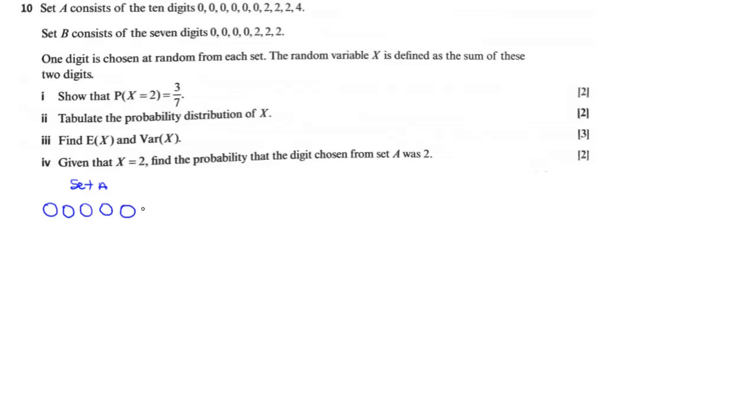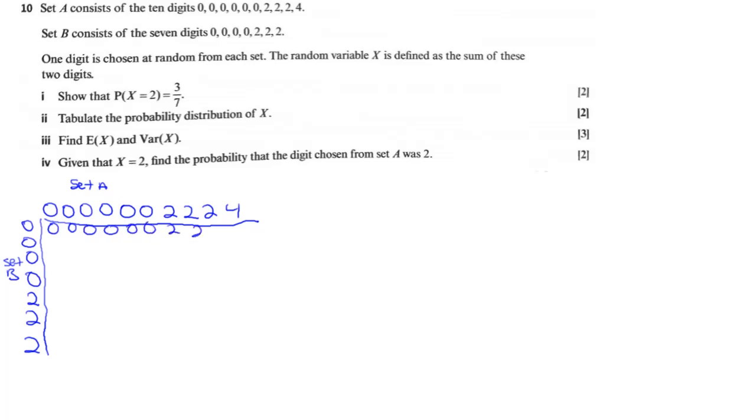Set A has 10 digits, and that looks like 6 zeros going across, then 3 2s, and then a 4. Set B has 7 digits: 0, 0, 0, 0, and then 2, 2, and 2. X is the sum of these numbers, and so all we've got to do now is add these up.